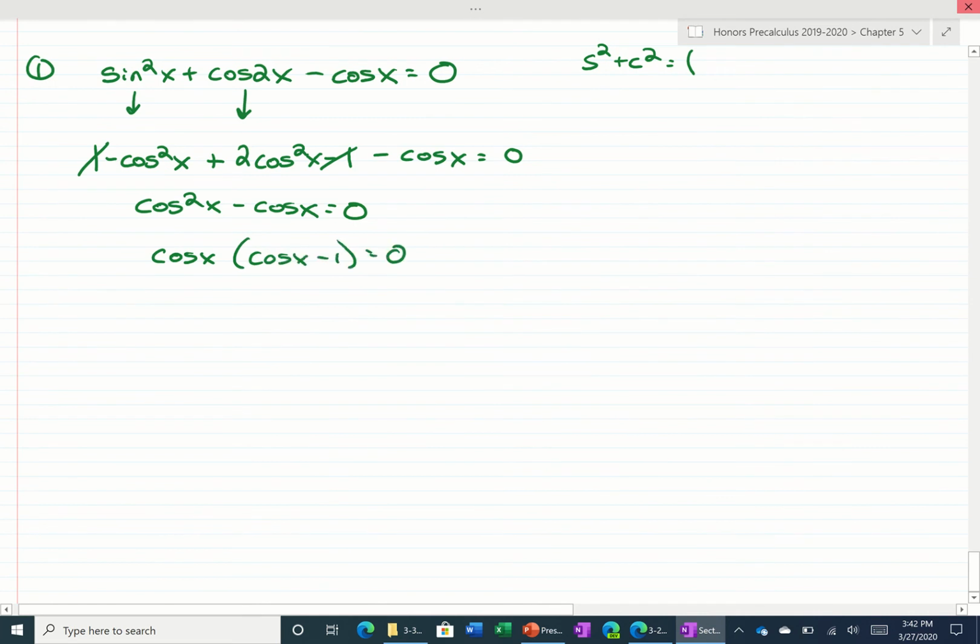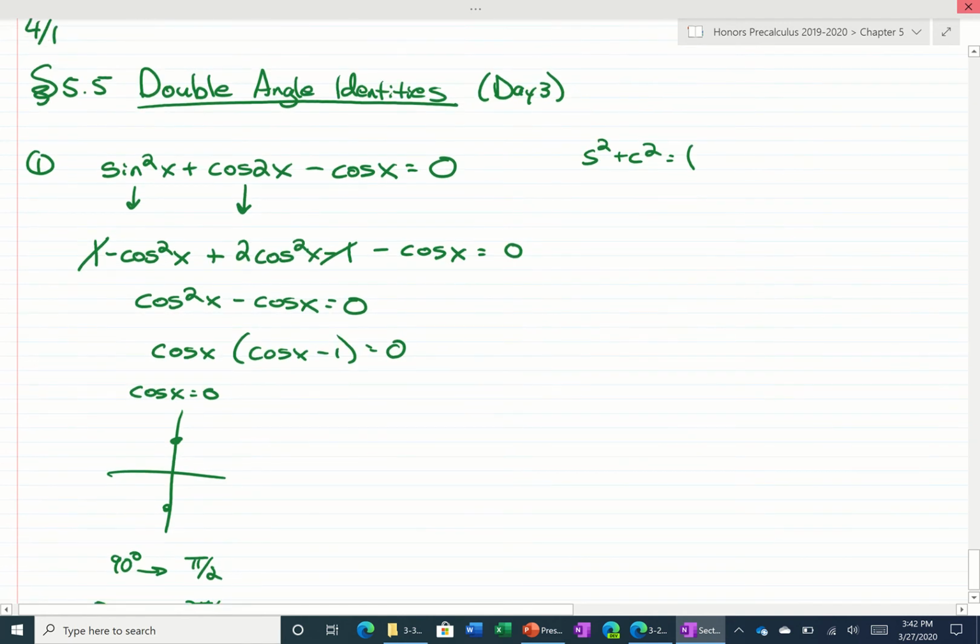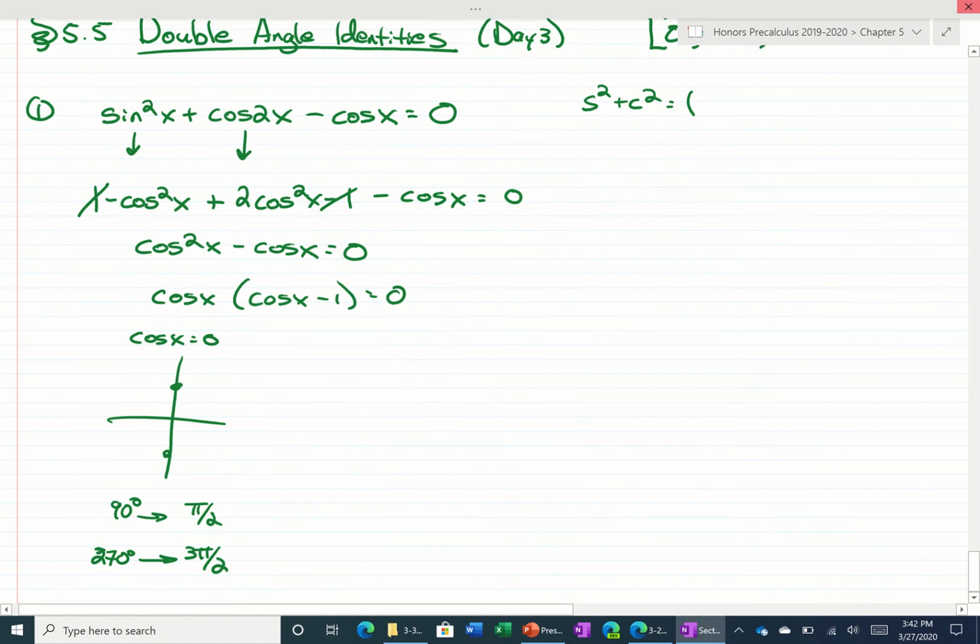when is cosine 0? Well, cosine is 0 right here and right here. That would be at 90 degrees and at 270, which using x, 90 degrees is pi over 2 radians, and 270 would be 3 pi over 2. All the problems that we're doing today, we're going to be looking for answers between 0 radians and 2 pi. So we don't have to add the period at the end.